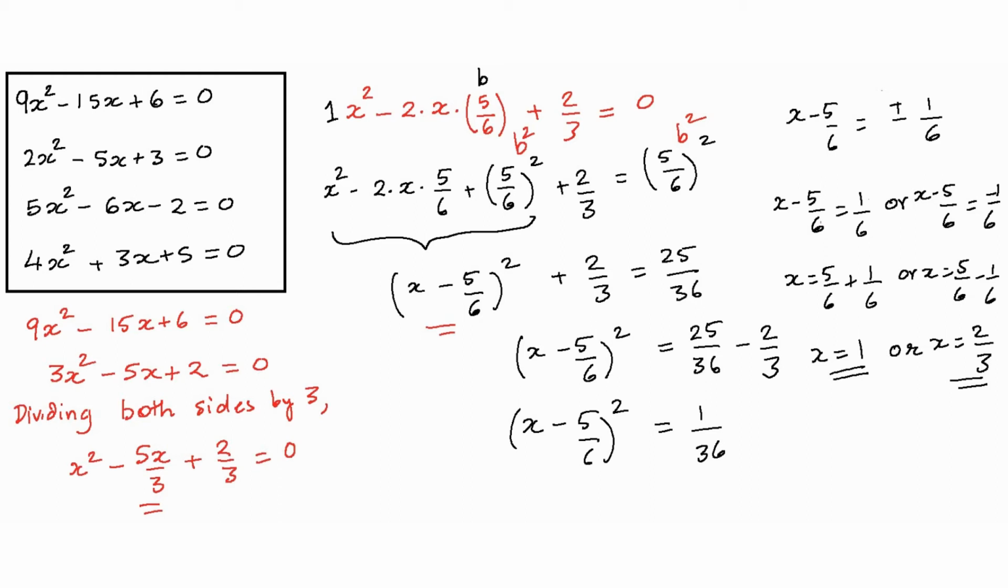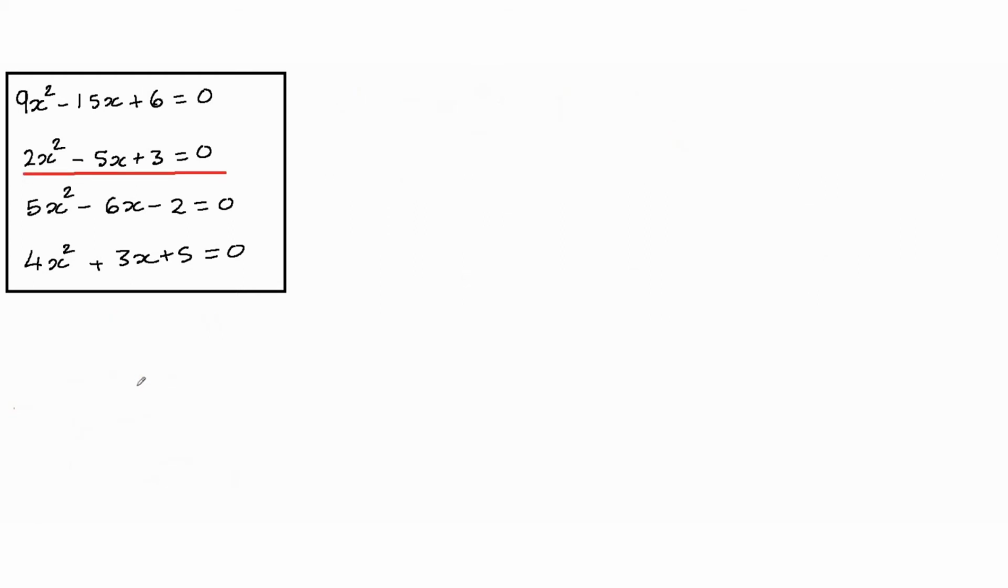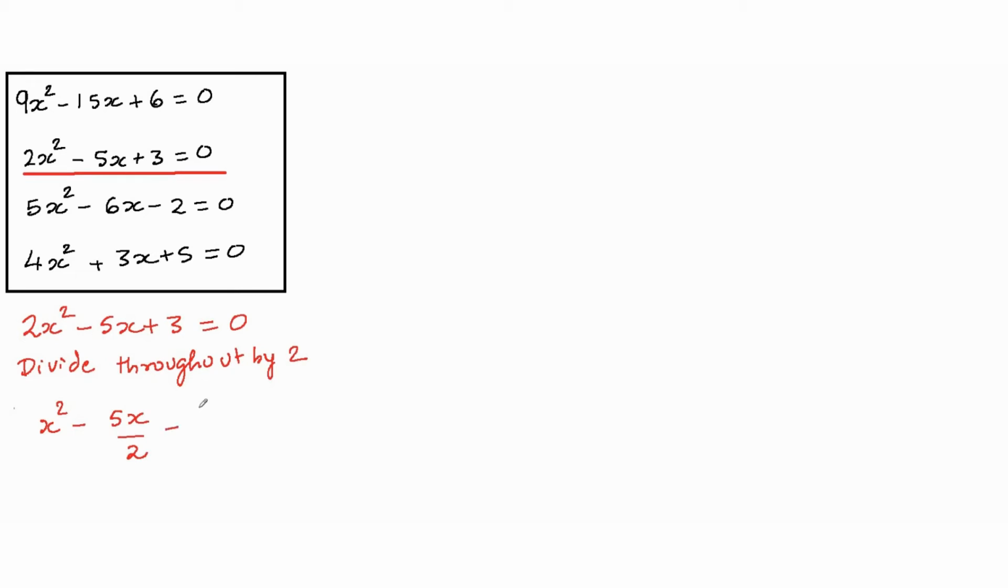Okay, let us solve the next question now. So the equation under consideration right now is 2x square minus 5x plus 3 equal to 0. Okay, coefficient of x square is not 1. So let's divide throughout by 2. So we get x square minus 5x by 2 plus 3 by 2 is equal to 0.